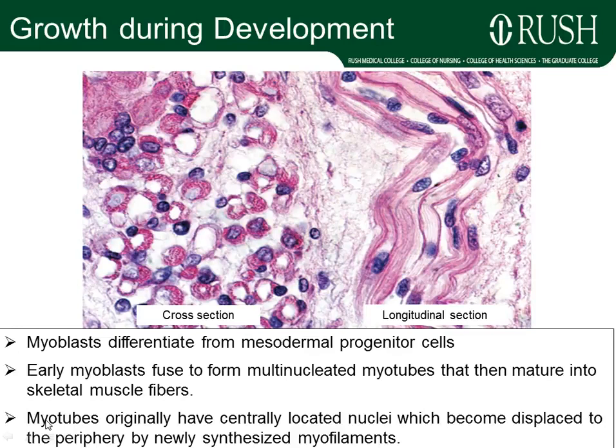How does this look? On the left you can see a cross-section of myotubes, and on the right a longitudinal section. And in the longitudinal section, you can appreciate that these cells still have centrally located nuclei because the contractile apparatus is not yet developed. It has not yet matured into mature skeletal muscle fiber.